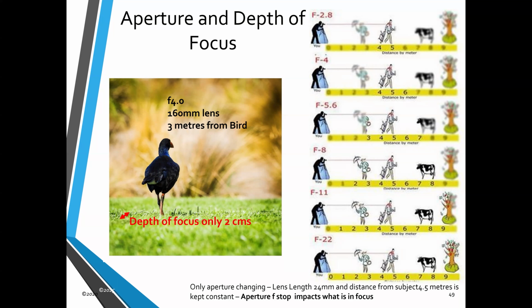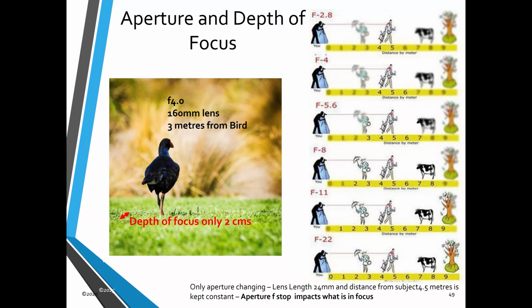So what I want to show you with this diagram here is that the lens length they've used for this diagram is a wide angle lens, probably a lens length of about 24. And the distance from the camera to the subject, which is the man, is retained through every single one of these images.